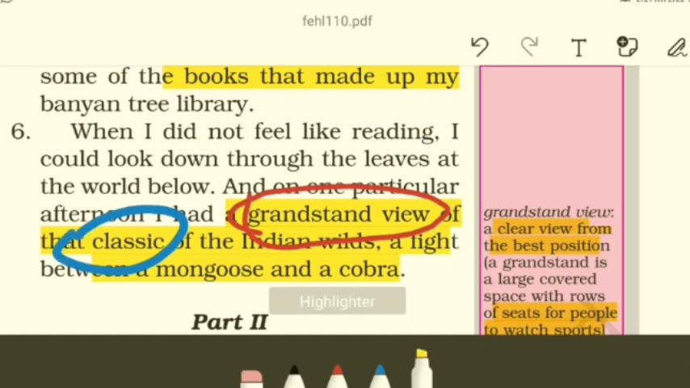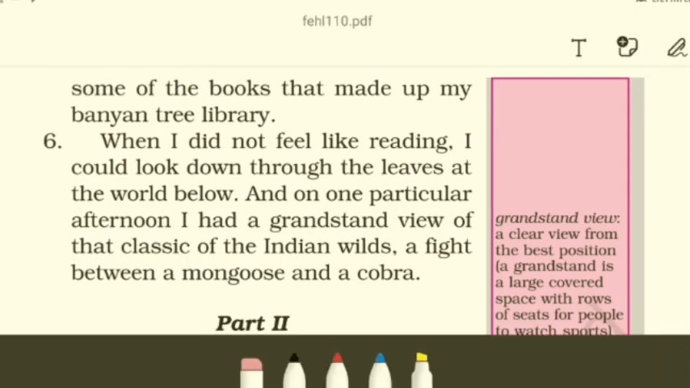So now let's take up the second part of the story. On one particular afternoon, he had the grandstand view of the classic of the Indian wilds, a fight between a mongoose and a cobra.